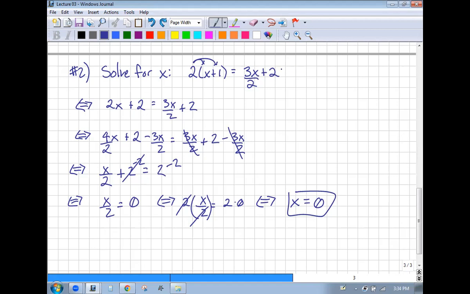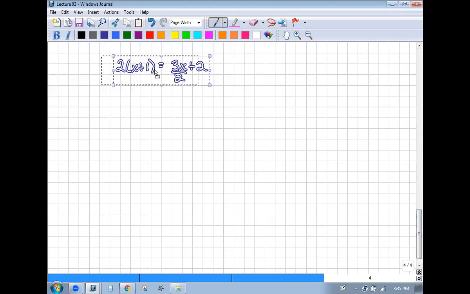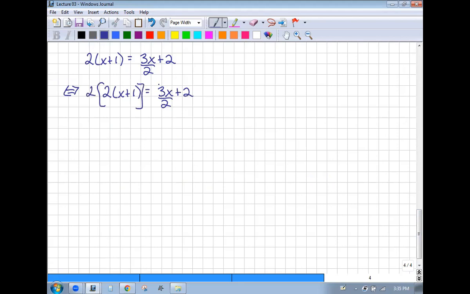So that's one approach you could do. I mean, by the end of this class, you should be able to look at this and almost do it in your head, okay? Let's look at it another way here. I might look at this and go like, man, fractions suck, right? So I'm just going to multiply both sides by the number 2.